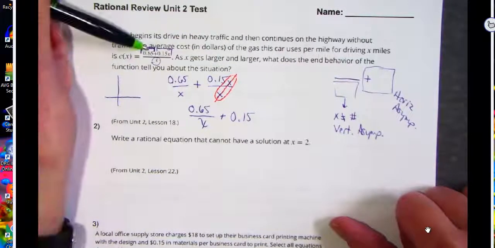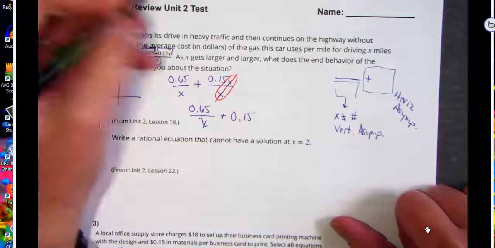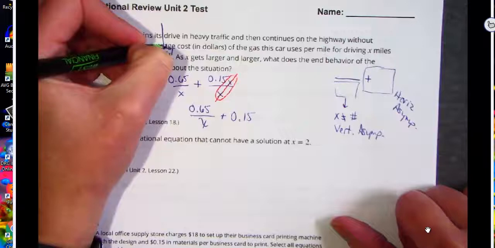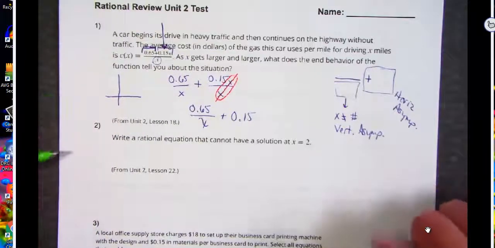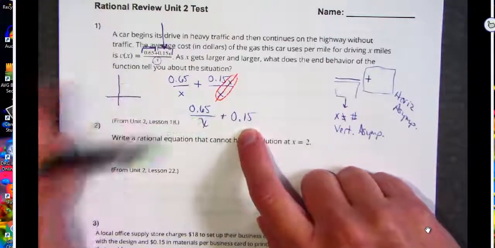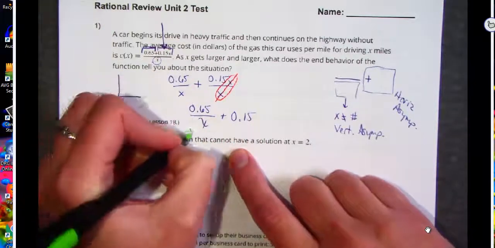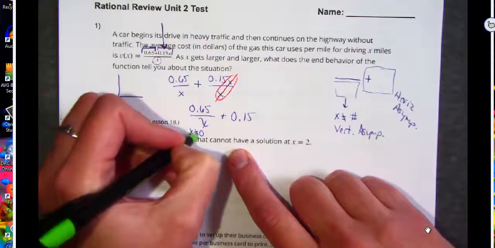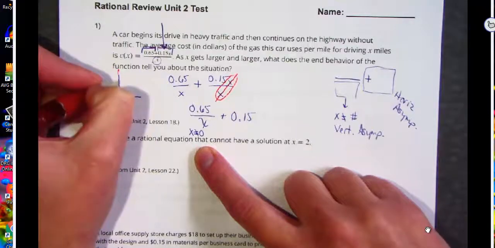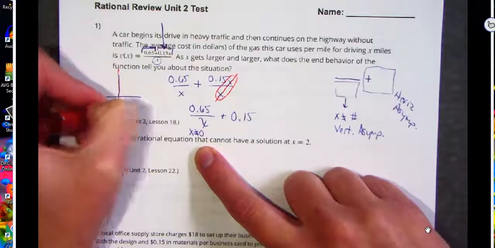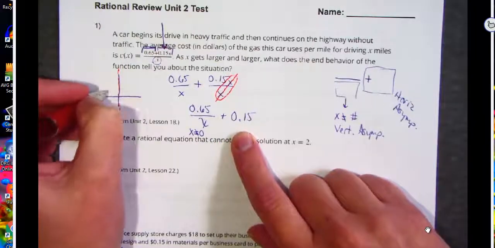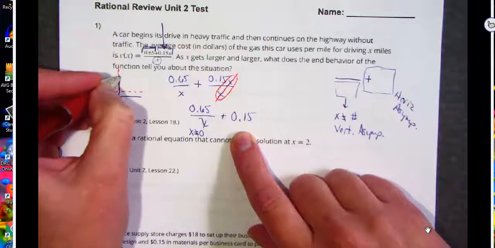But I also see I have something that's a fixed cost and something that is happening per mile, this 15 cents that seems to be a charge per mile. So I see that much better here when I write it in this form. I have a vertical asymptote where x cannot equal 0. Can't have a denominator equaling 0. So I'm going to have a vertical asymptote right on the y-axis. And I'll have a horizontal asymptote here at 0.15.